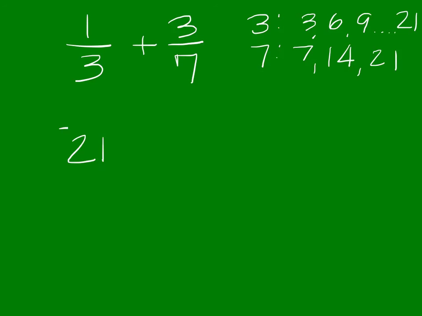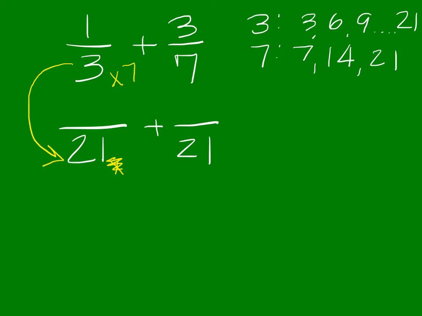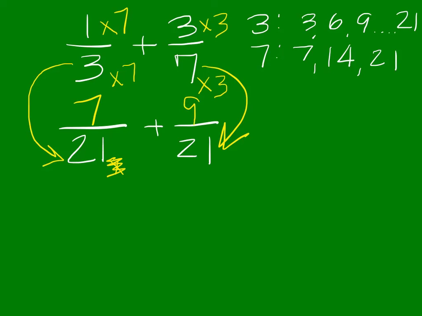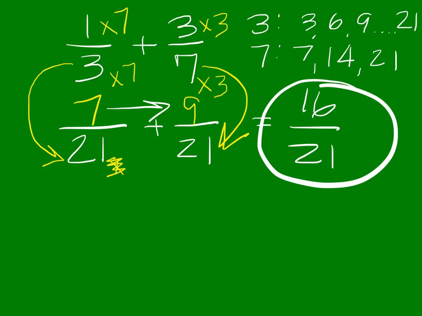So if the least common denominator is 21, I have to adjust everything else. What do I multiply 3 by to get 21? 7. Whoops, I'm not multiplying there. I'm multiplying there. 1 times 7 is 7. And what do I multiply 7 by to get 21? 3. So 3 times 3 is 9. So I add the tops together to get 16 over 21.